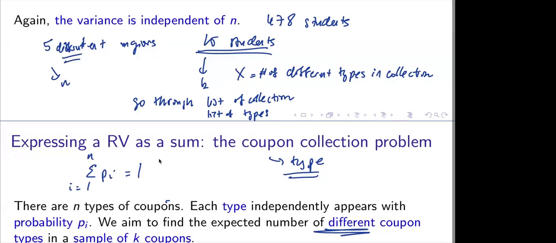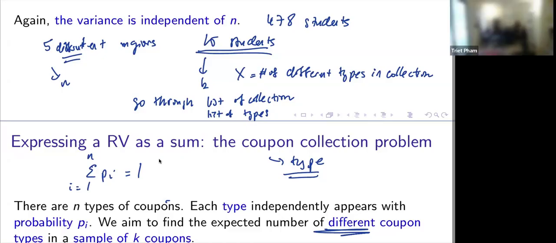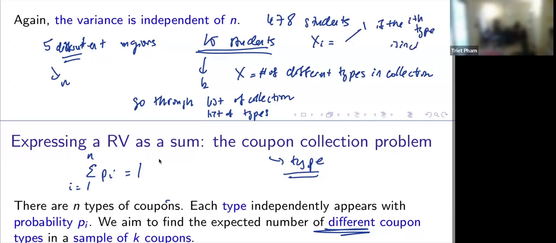Is there a student in the collection with that major? Yes or no? Exactly, right? Because let xi be the indicator function that is 1 if the ith type is in the collection, and 0 if not. Then if you sum up all the types, whether or not in the collection, the sum from 1 to n, you get the total number of types in the collection, which is the number of different types. Do we agree?